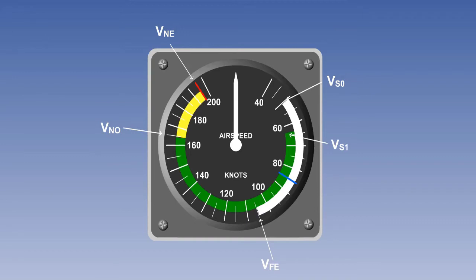In addition to the coloured arcs, certain critical speeds may also be defined by coloured radial markings. The VNE speed of 195 knots in our example is marked with a red radial line. The blue radial line, known as blue line speed, or VYSE, denotes the best rate of climb speed for single-engine operation on a twin-engine aircraft.